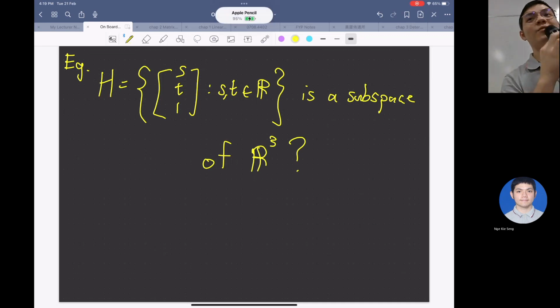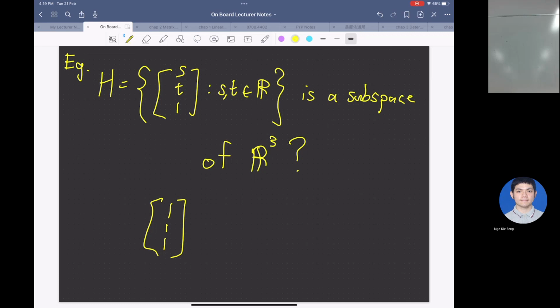Who said no? Why? Because what is not in R? What do you mean by 1? The vector contains all 1 or what?